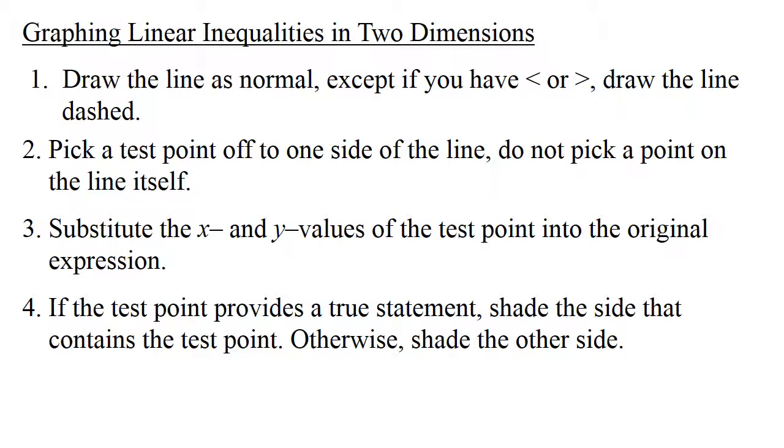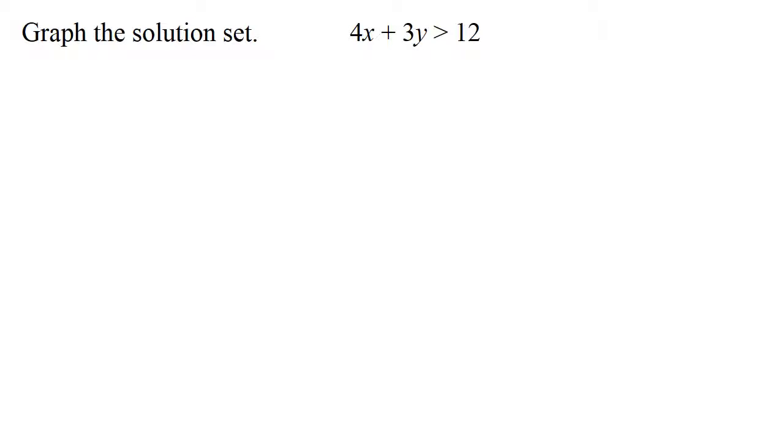So let's look at some examples. Let's say we wanted to graph the solution set for this inequality: 4x plus 3y is greater than 12. So I could solve it and get y by itself and put it in the slope-intercept form. But the way it's written, it might be easier to do the intercepts. So I'm going to find the x-intercept.